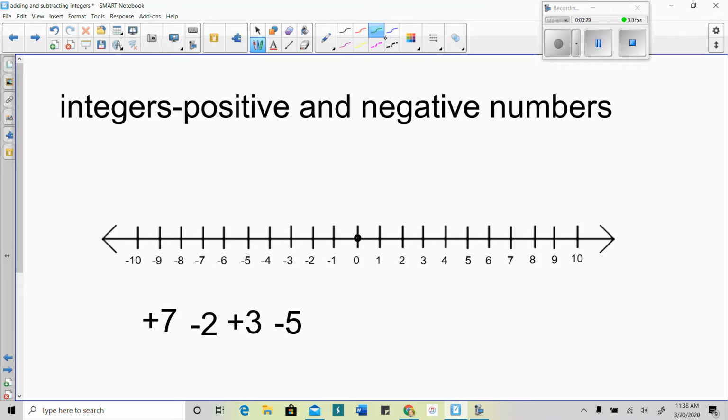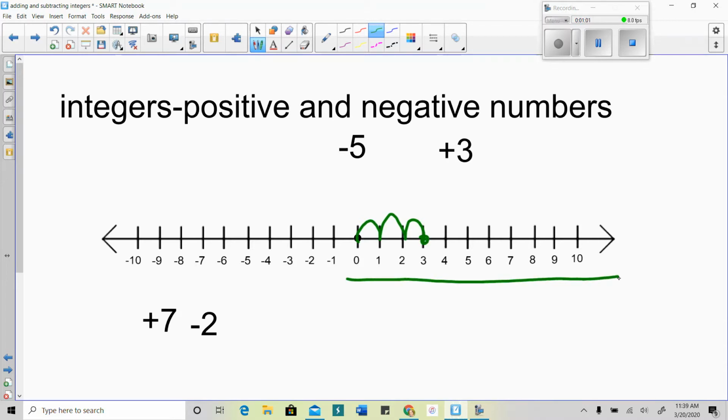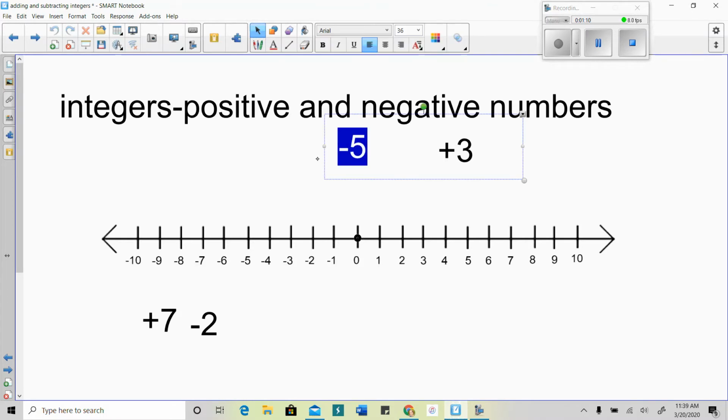So imagining that this is our thermometer here, let's say I wanted to graph the point -5. If I started at 0 and I went down 5 or backwards 5, I would end up at -5. So that's where -5 is. Let's say I wanted to graph +3. So I'd be starting at 0 and going to the right 3 or up 3 degrees. Now notice these numbers on the positive side, they don't have a sign. If it doesn't have a sign, it's automatically positive. Now today we're going to be taking these numbers and adding and subtracting them.